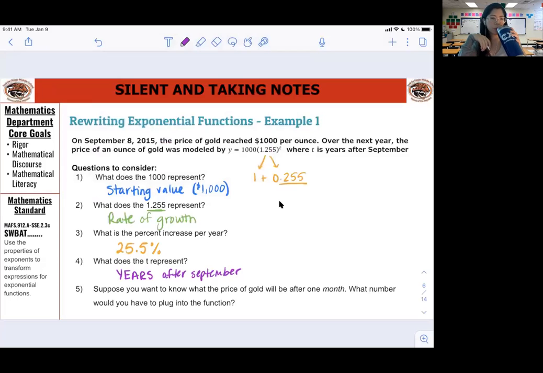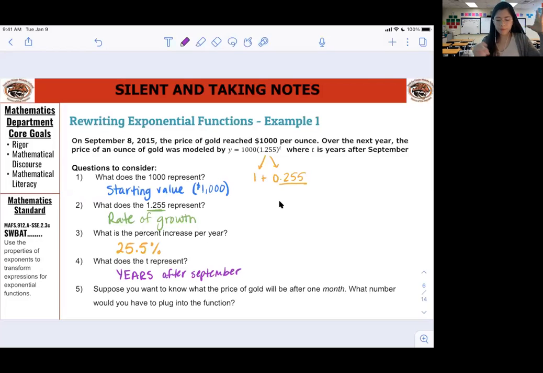Number 5: suppose you want to know what the price of gold will be after 1 month. What number would you have to plug into the function? 1? No. Because the t is representing years, right? Yes, but I want to know what it's going to be after 1 month. Do you write a decimal? You're on the right track. It's not going to be a decimal though. I want to keep things as a fraction.